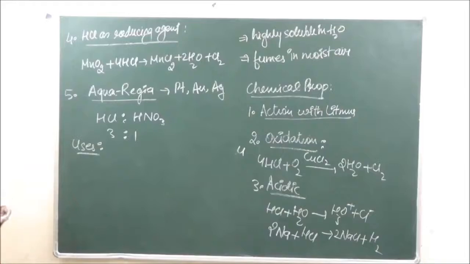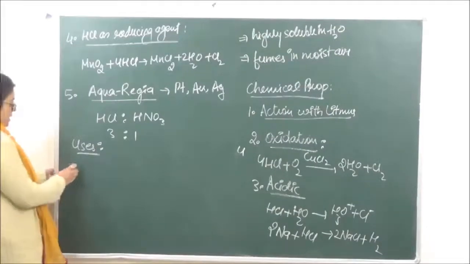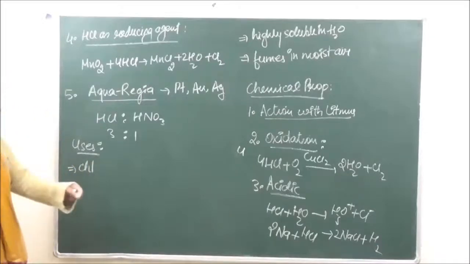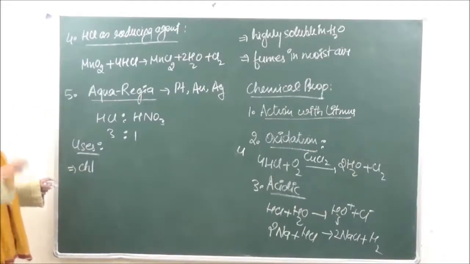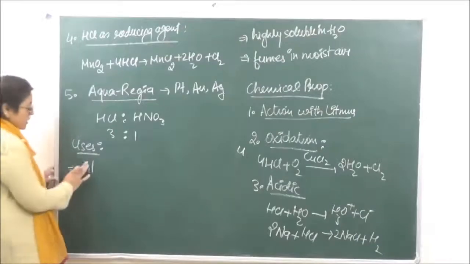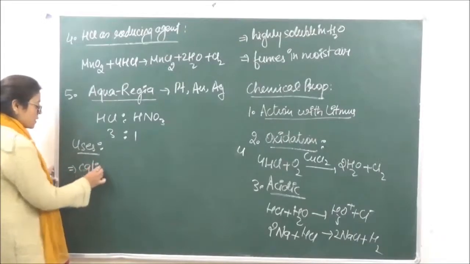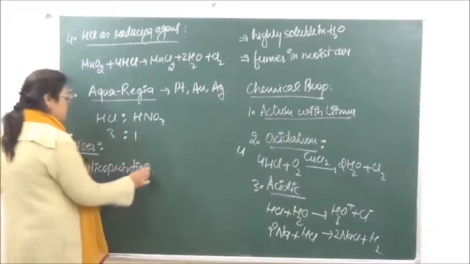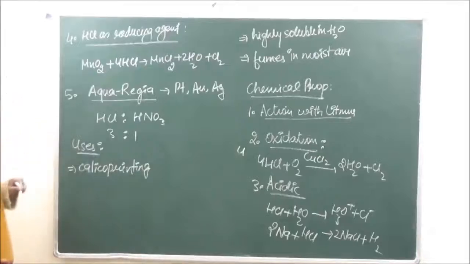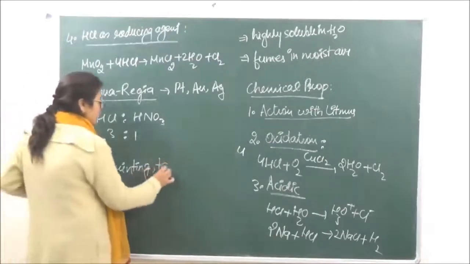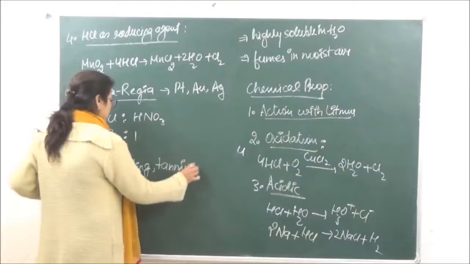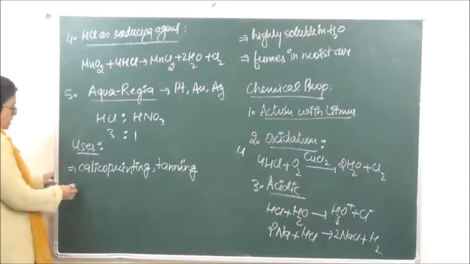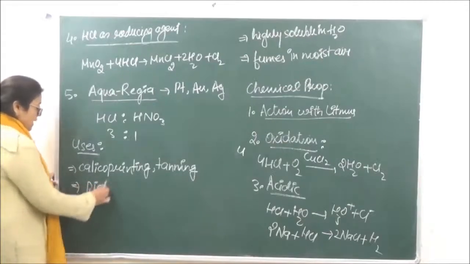HCl? Uses जब हम कर रहे हैं, it is used in calico printing. What is calico printing? There is certain this क्या बोलते हैं इसको, जो टाइपराइटर की प्रिंटिंग होती है उसमें इसको यूज करते हैं. It is used in calico printing and in tanning industries. It is also used in the process of pickling.